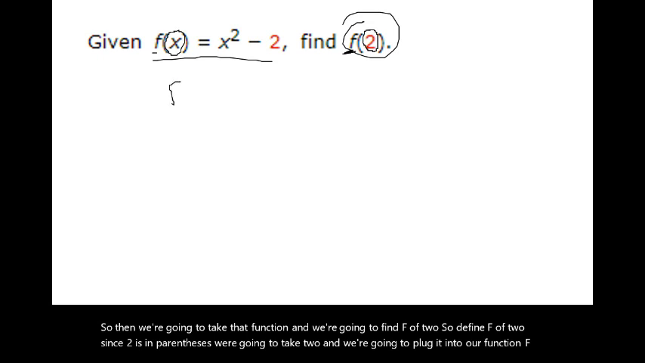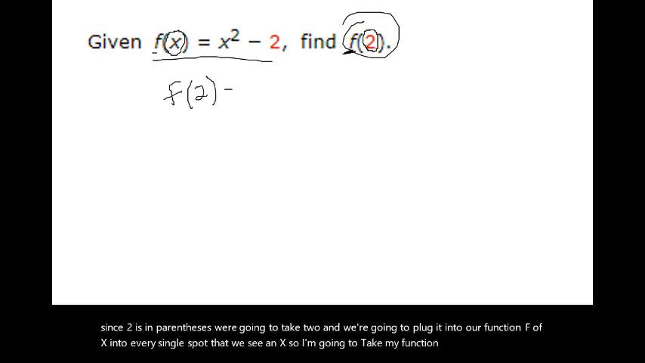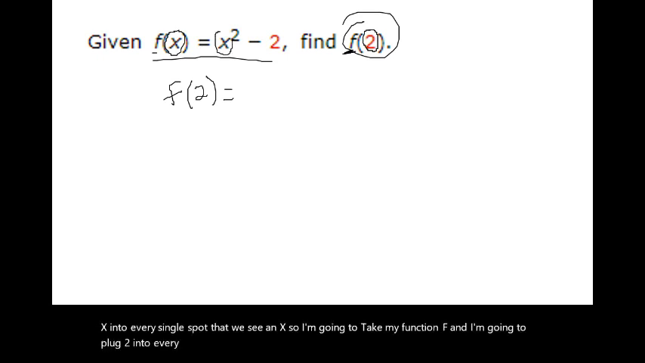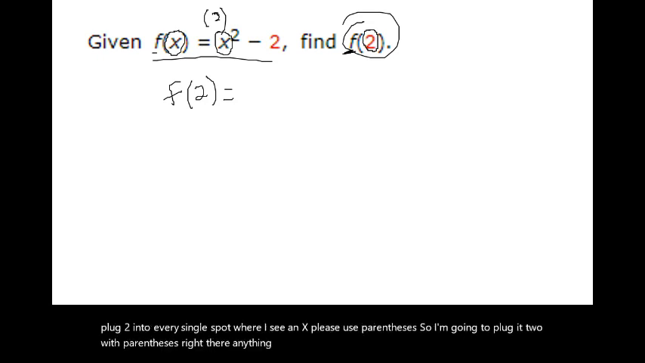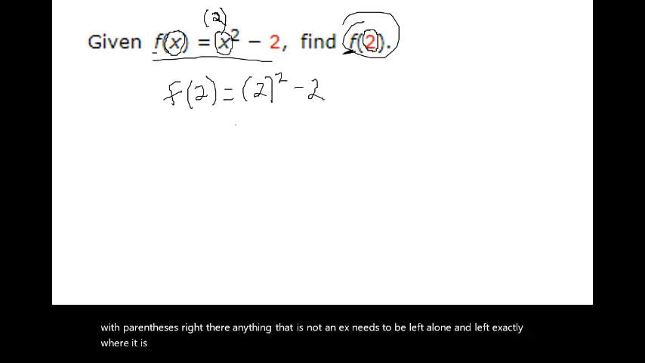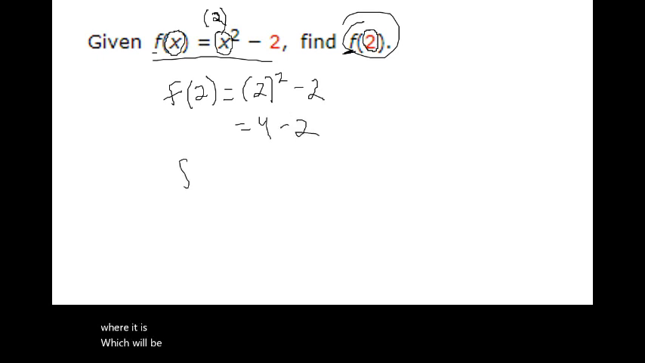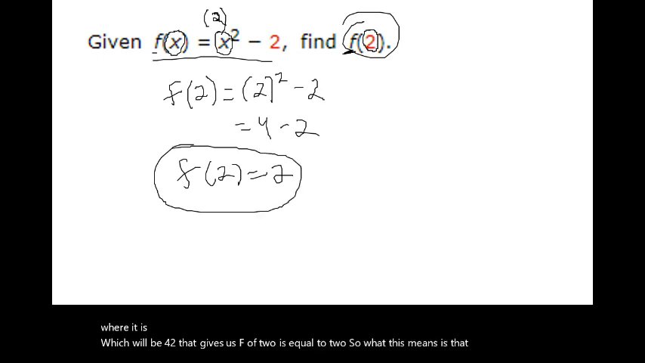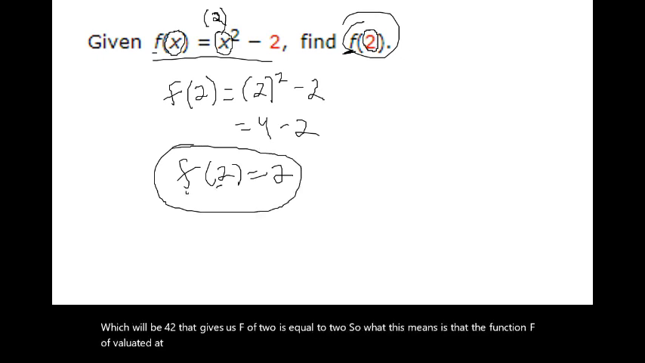So I'm going to take my function f and plug 2 into every single spot where I see an x. Please use parentheses. Anything that is not an x needs to be left alone and left exactly where it is. So f of 2 will be 2 squared minus 2, which will be 4 minus 2. That gives us f of 2 is equal to 2. What this means is that the function f evaluated at the point x equals 2 is equal to 2.